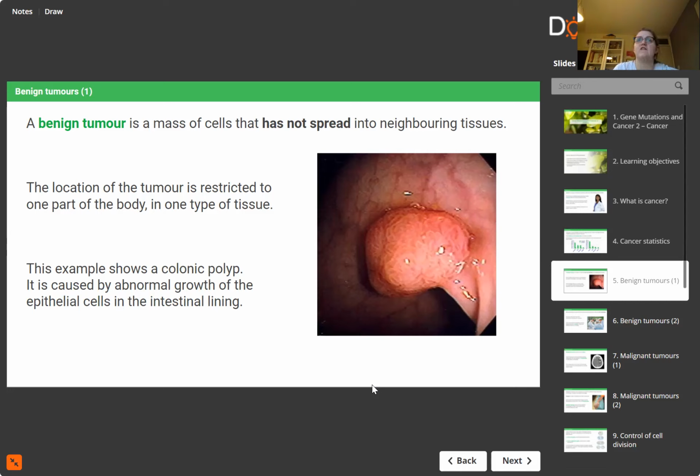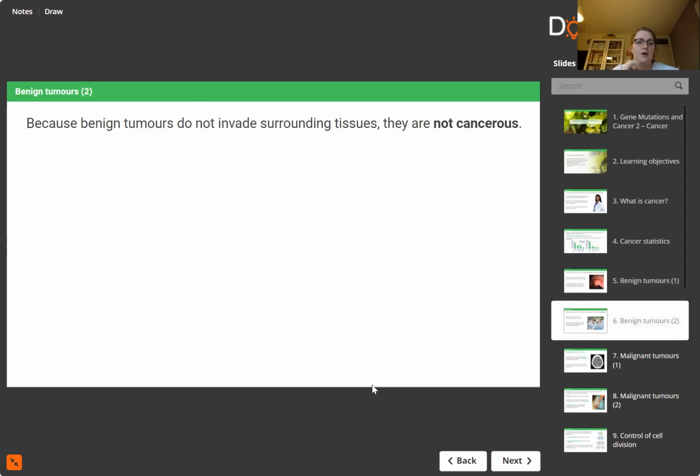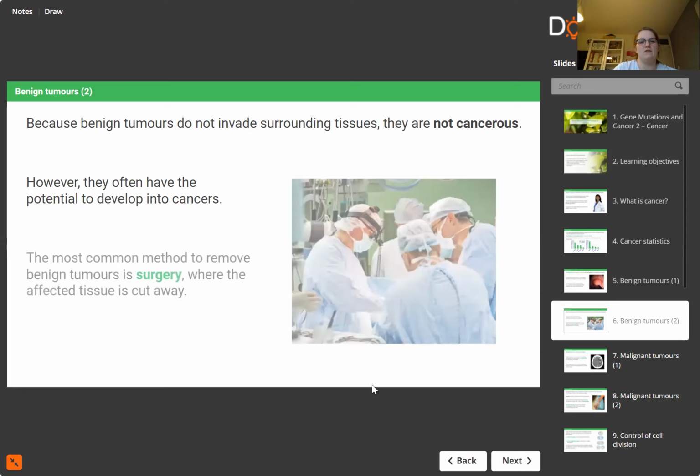There is also the chance that some benign tumours can eventually turn malignant, so we do like to remove them for that reason as well. They don't invade surrounding tissues because they are not cancerous. However, they have the potential to develop into cancers, because they already have that uncontrolled cell growth characteristic, which can lead to becoming cancerous. The most common method to remove benign tumours is surgery, and basically the affected tissue is just cut away.